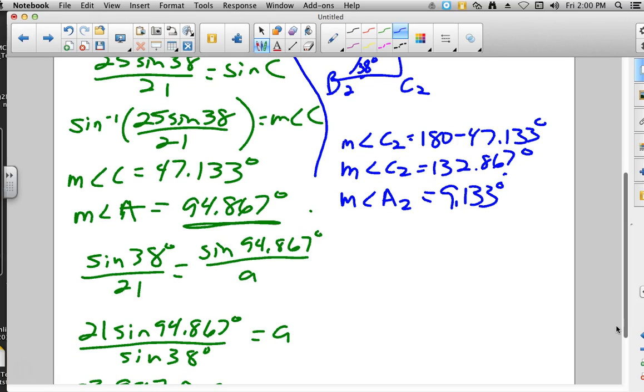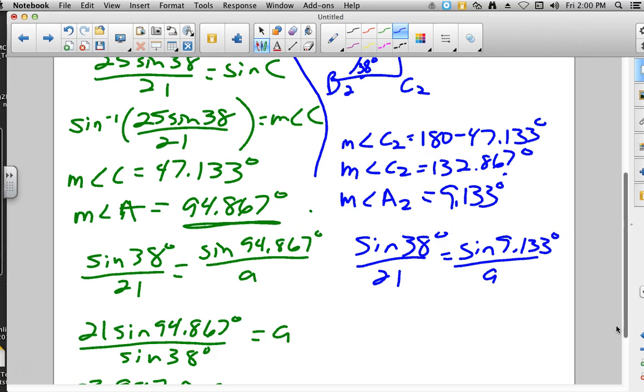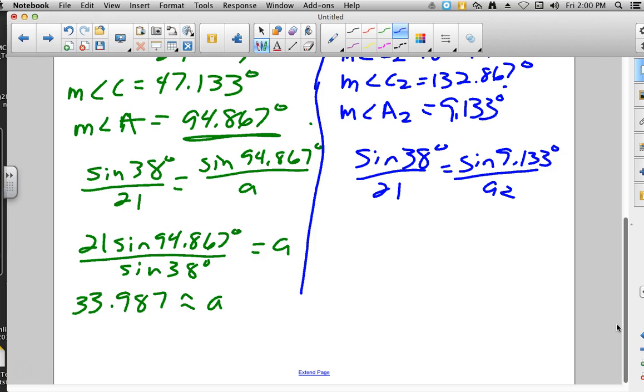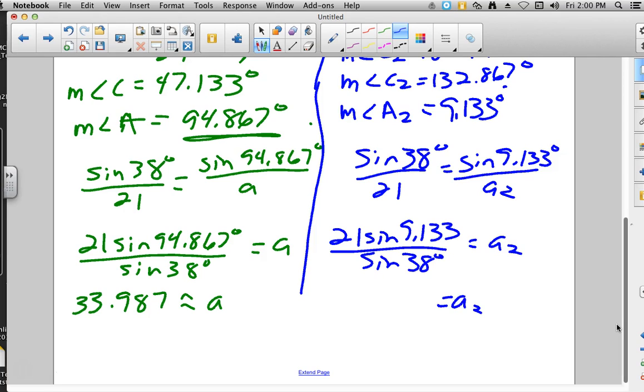Then what we do is figure out that last missing side. So the sine of 38 degrees over 21 equals the sine of 9.133 degrees over A sub 2. And we could go ahead and cross multiply. So we will have 21 times the sine of 9.133 divided by the sine of 38 degrees will give us A sub 2. And that's just a matter of punching it in. Again, try to keep things as exact as possible as you're working through it. So 5.414 for A sub 2.